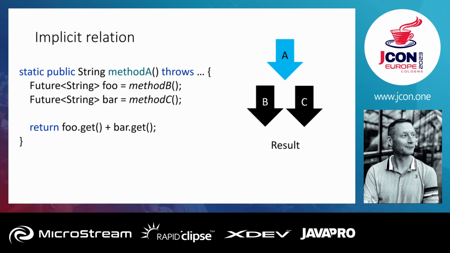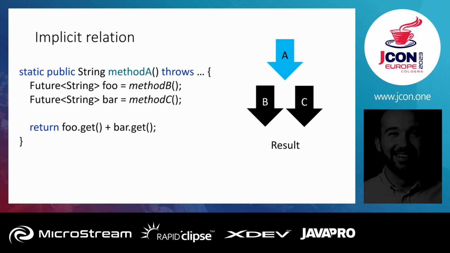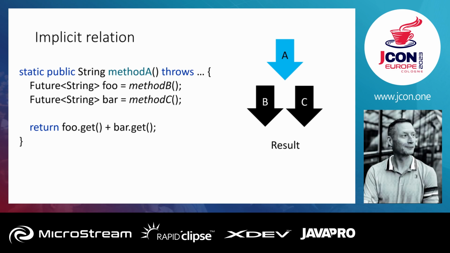Things get a little bit messy when you try to introduce threads, because with threads you have this kind of implicit relationship. Now I have the same method, but method B and C are both going to use some form of thread that will return me a value later on. So now method B and C will run in parallel, and then I will have a result. I will first do the call, wait for the two get methods, and then I will return something to the caller.